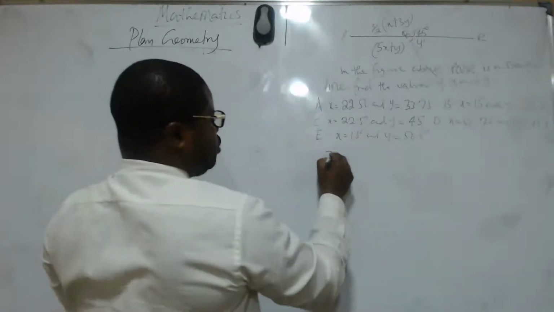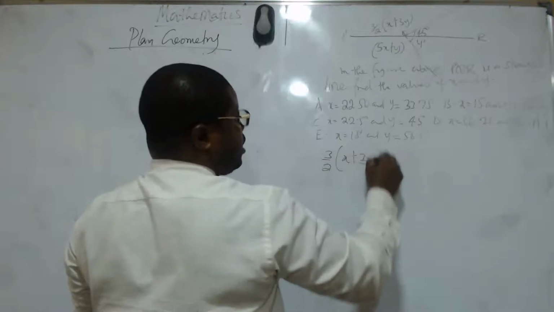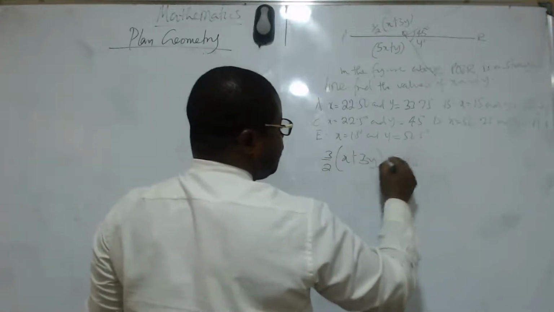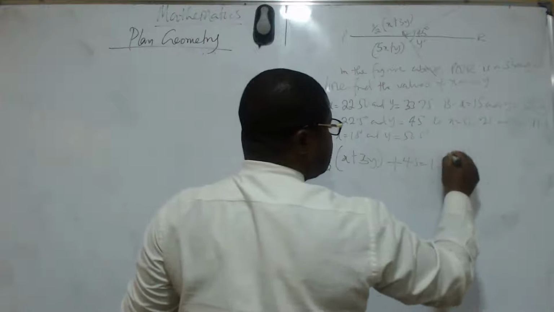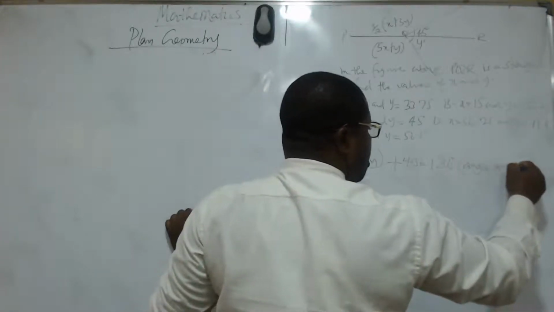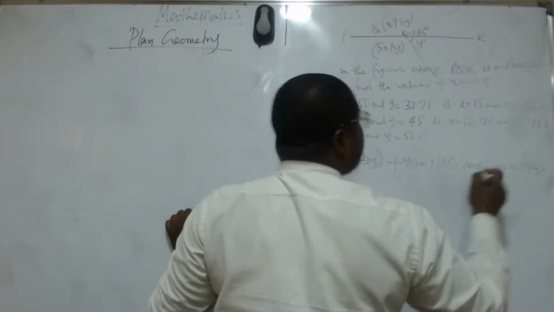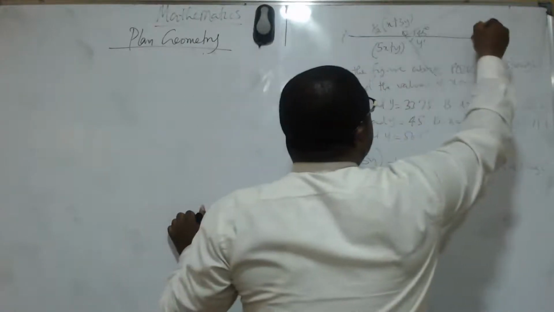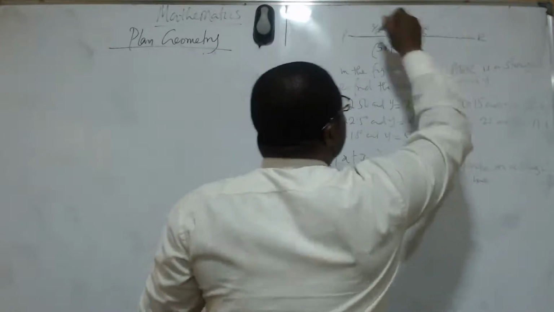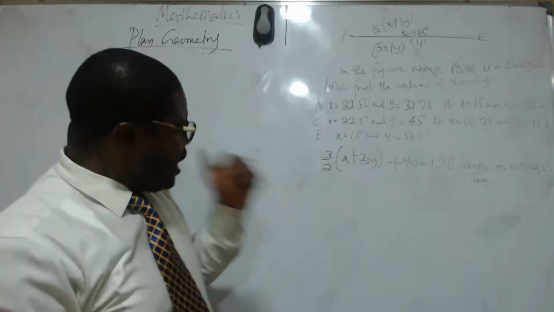So we're going to have 3 over 2 into bracket x plus 3y plus 45 equals 180 degrees. Reason: we have angle on a straight line. This is a straight line, so this angle here plus this angle will give us 180.